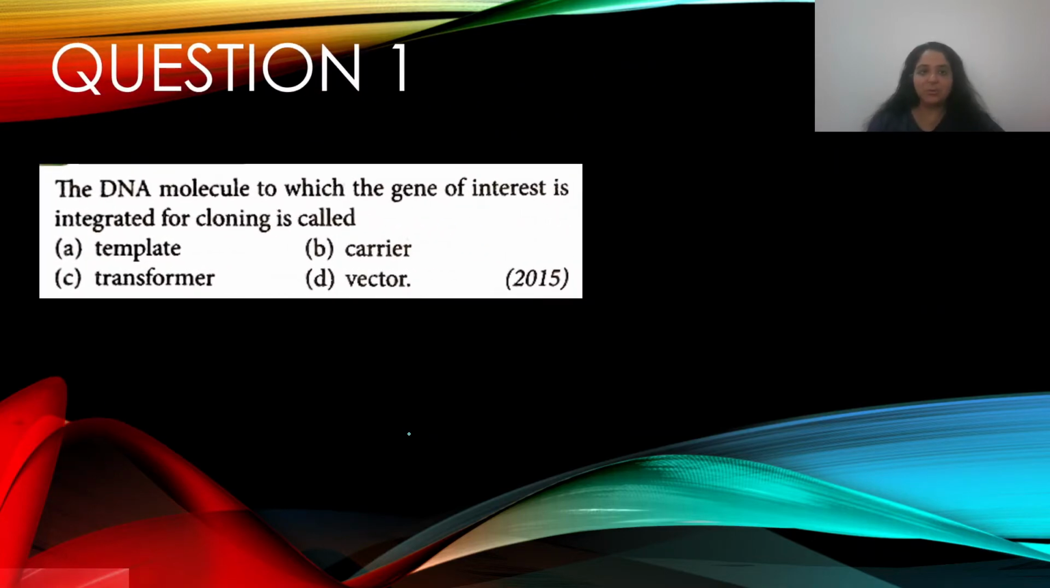Question number 1. The DNA molecule to which the gene of interest is integrated for cloning is called, this appeared in the year 2015: A. template, B. carrier, C. transformer, or D. vector. The DNA molecule to which the gene of interest is integrated for cloning is called D. vector. So the correct answer is D. Let's go to the discussion.